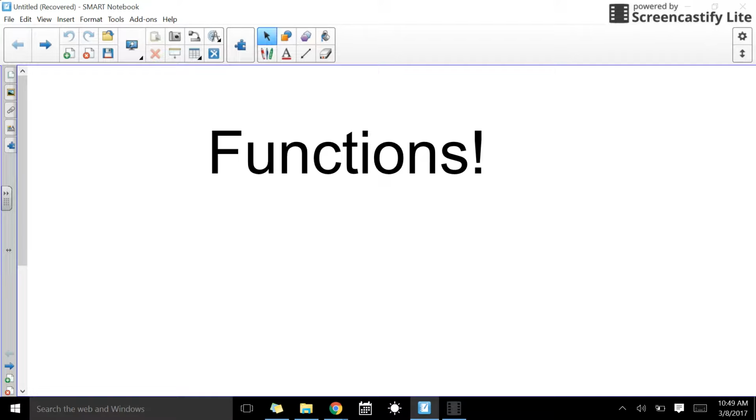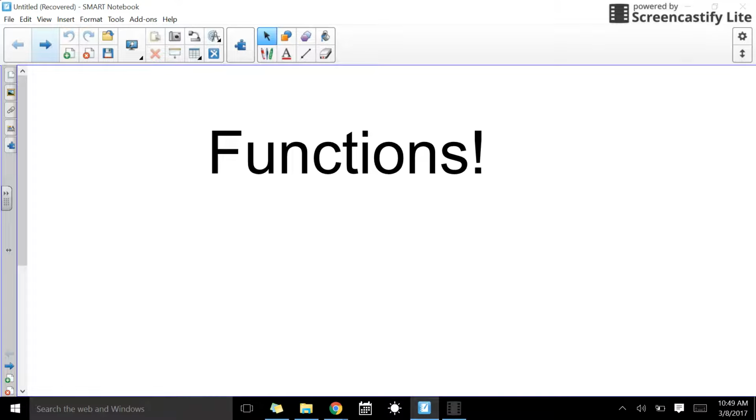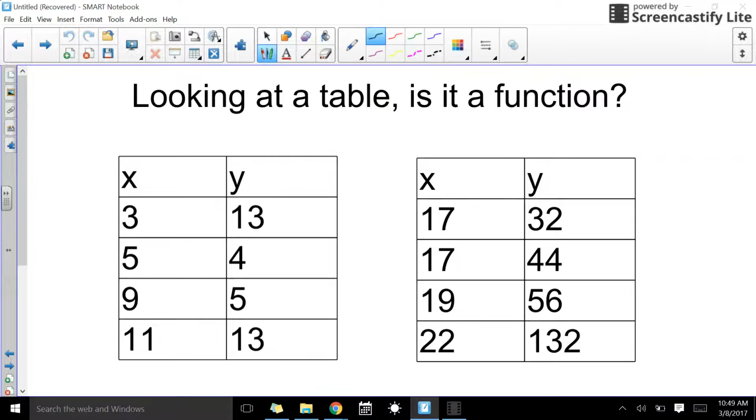All right, hey guys, we are going to review functions very quickly. Remember, in order for something to be a function, it cannot have a repeating x value. So we're always just looking right here, okay? It does not matter what is over in the y value, because in order for it to be a function, it cannot have repeating x values.